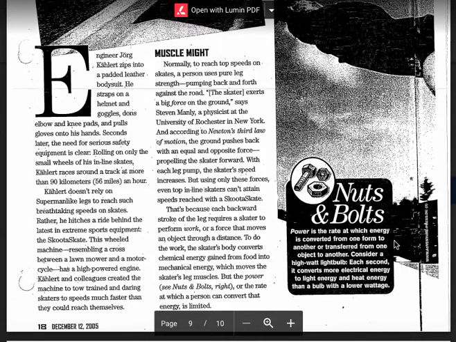Power is the rate at which energy is converted from one form to another, or transferred from one object to another. Consider a high-watt light bulb. Each second, it converts more electrical energy to light energy and heat energy than a bulb with a lower wattage.